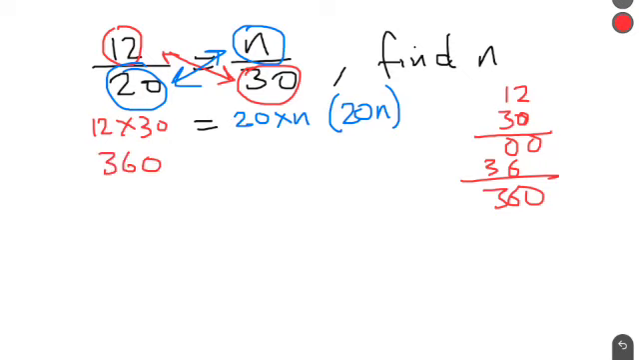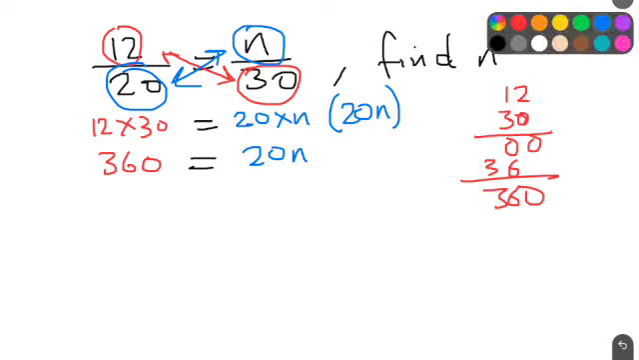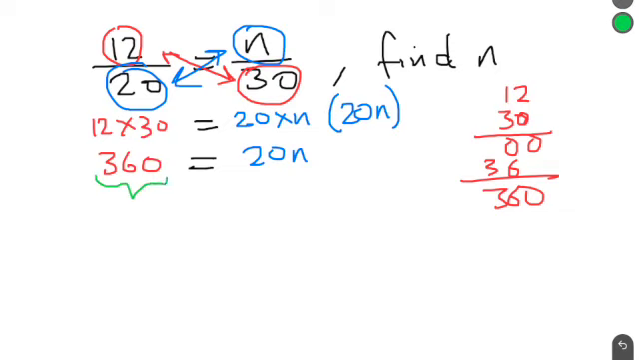And that's equal to 20n. And so our step says divide the known product by the known factor. So this would be our known product, and this would be our known factor, the 20. Okay, so this would be our known product, and this would be our known factor.